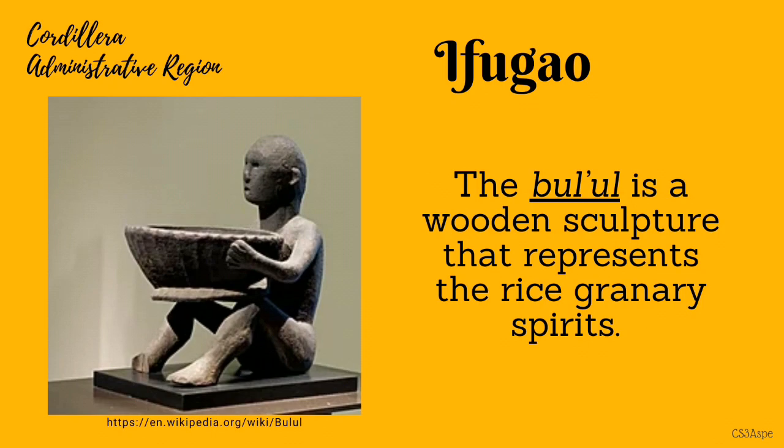The bulul is a wooden sculpture that represents the rice granary spirits. It is used in rituals that are performed to call the ancestors to protect their rice fields and to ask for an abundant harvest. The bulul is usually made of narra, which signifies wealth, happiness, and well-being to the Ifugao.